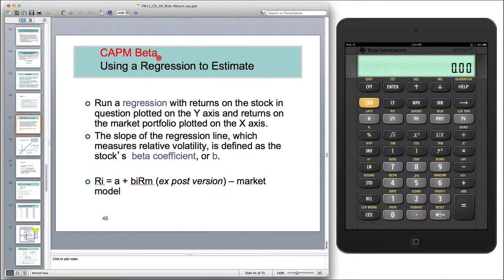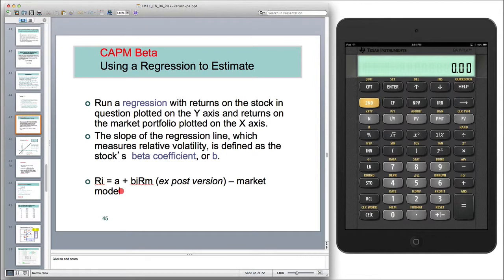The CAPM beta can be estimated by running a regression with returns on the stock in question plotted on the y-axis and returns on the market portfolio plotted on the x-axis. So the independent variable is the market portfolio returns, and the dependent variable is the returns on the stock or the returns on the portfolio. The slope of this regression line, which measures relative volatility, also called systematic risk, is defined as the stock's beta coefficient, or simply beta.